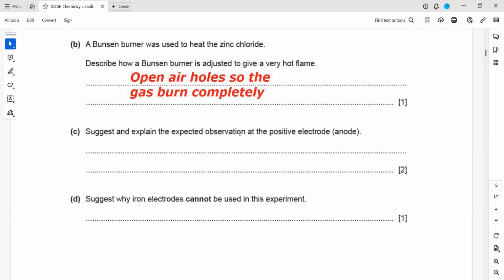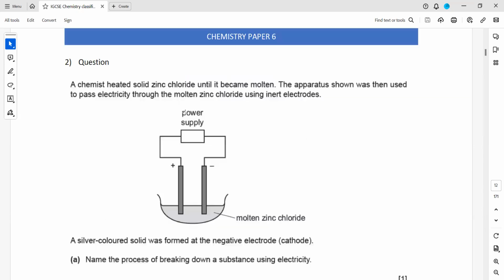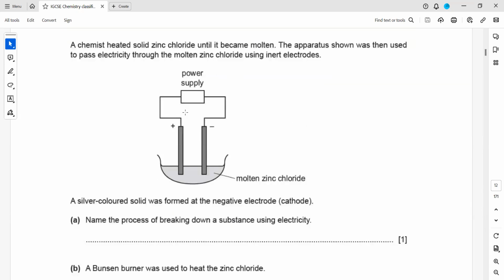Suggest and explain the expected observation at the positive electrode, the anode. At the anode, what will happen in this case? Because a chloride ion is there, and it will give chlorine gas. Whenever a gas is given off, what is the observation? What will you observe when chloride ions form chlorine gas? So what will you see? You will see bubbles.